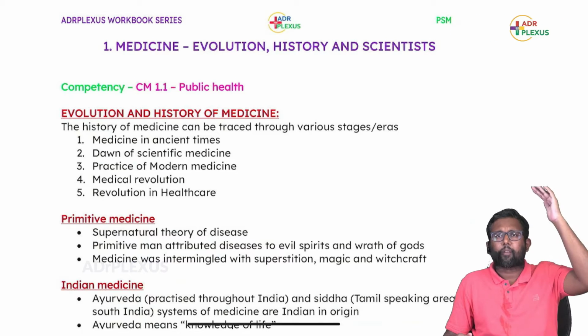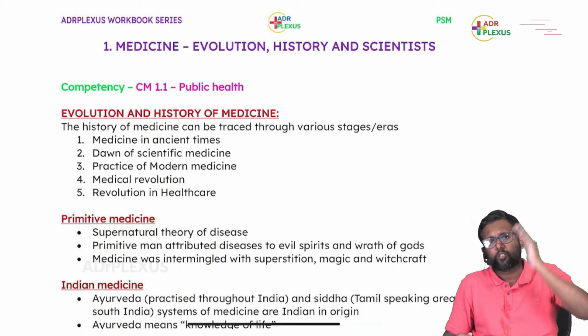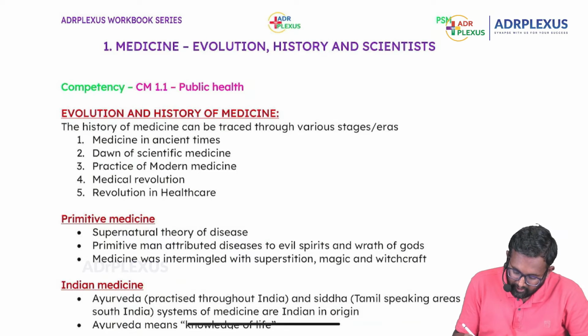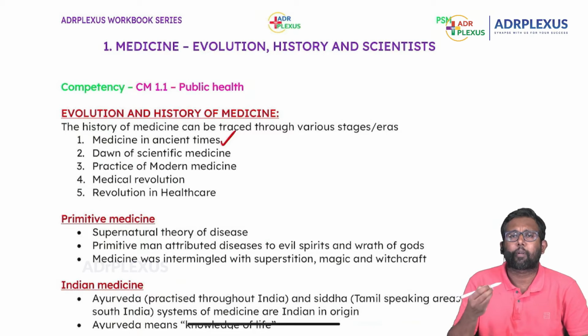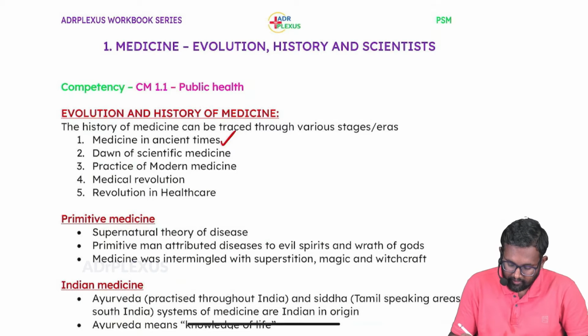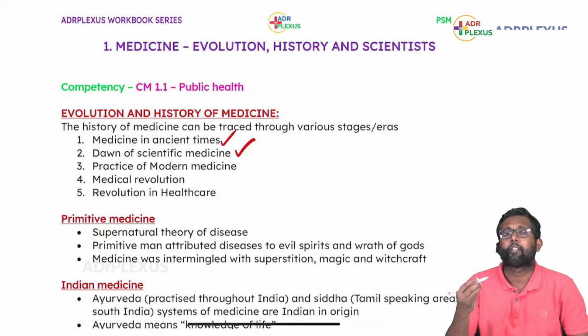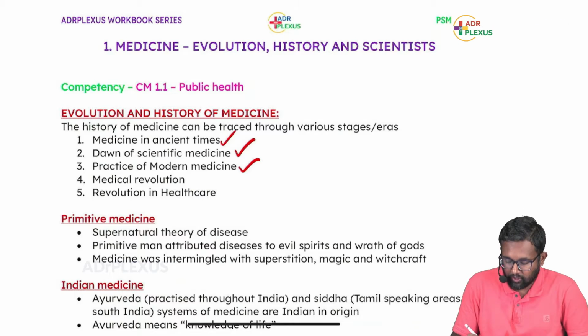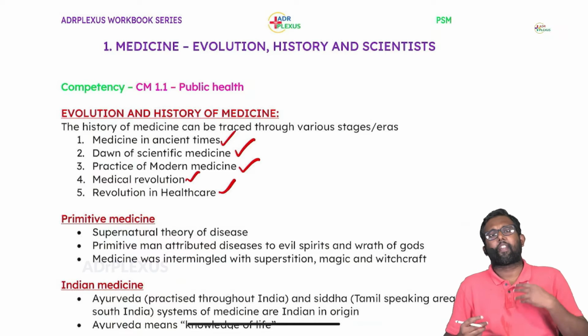So starting from the very long time from the history, how that medicine progressed. First, medicine in ancient times, like Greek medicine, Roman medicine, Chinese medicine, Indian medicine, then dawn of scientific medicine, invention of vaccines and many things, then the practice of modern medicine. Now we are having the revolution in healthcare. Now we are having AI revolution.